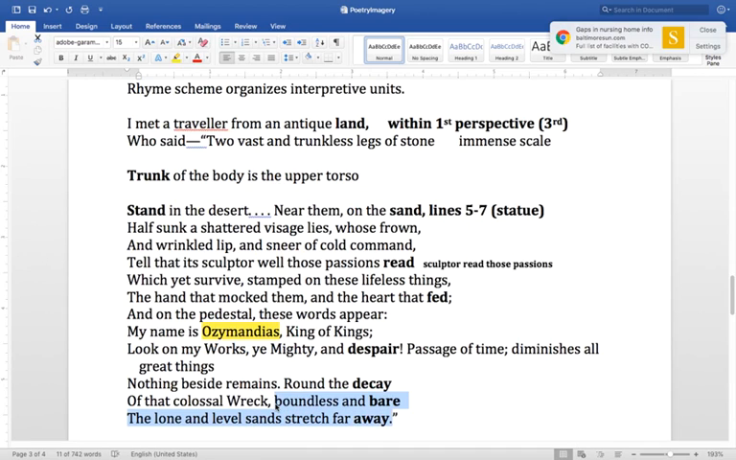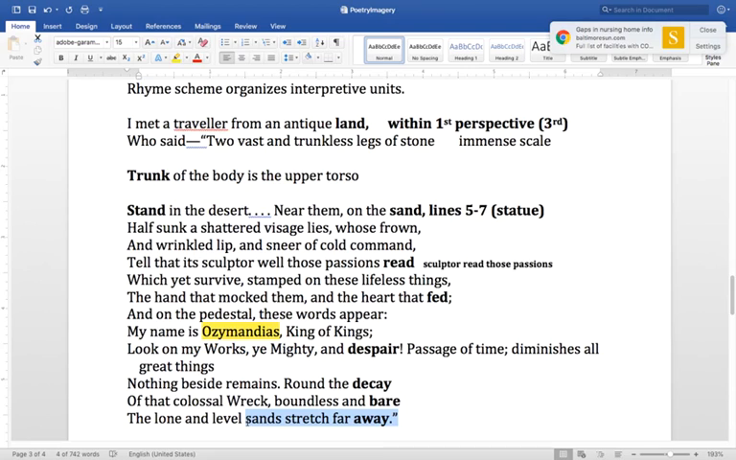We have despair and bare, two words again which indicate how time takes things which are supposed to create despair, and instead time transforms those things into images that are bare of meaning. How time takes things that are great and causes them to decay. And just as time causes mighty stone statues to decay, those sands of time will continue to stretch far away.